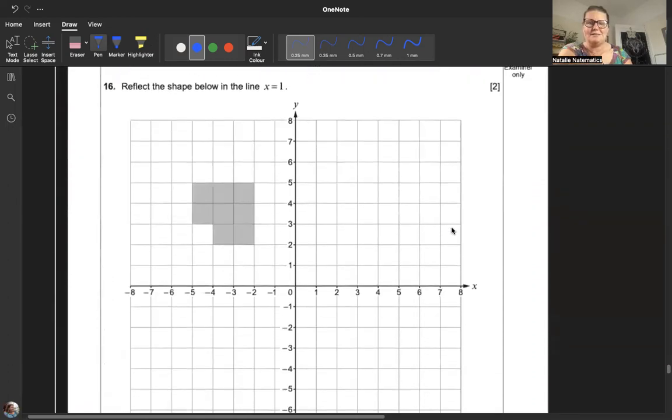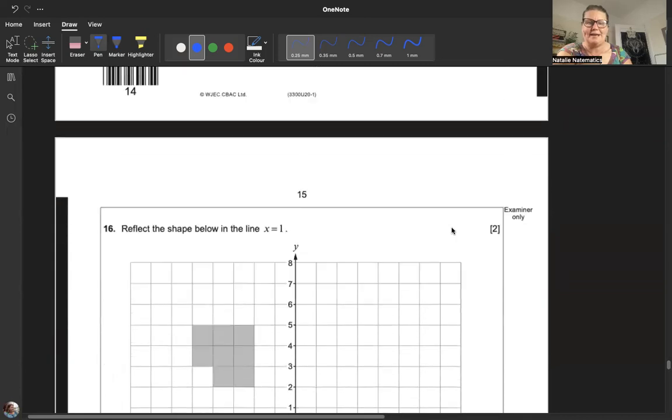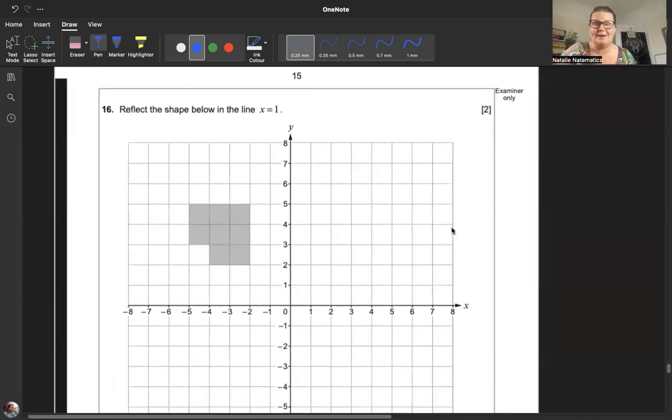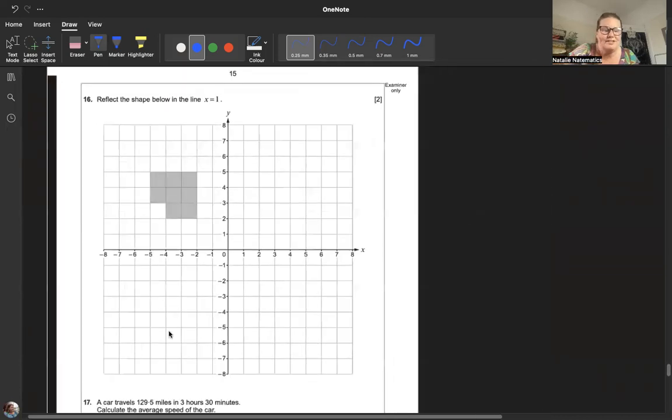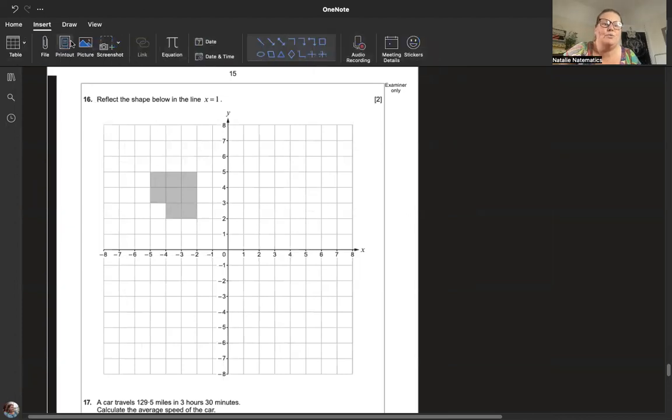Now you've got the answers. Oh, we've got another question. Okay, I'm just going to quickly do this because then I am literally going to have my tea. Oh, there's another one. Okay, anyway, so reflect the shape in the line x equals 1. So x equals 1. Well, let's see, where is x?